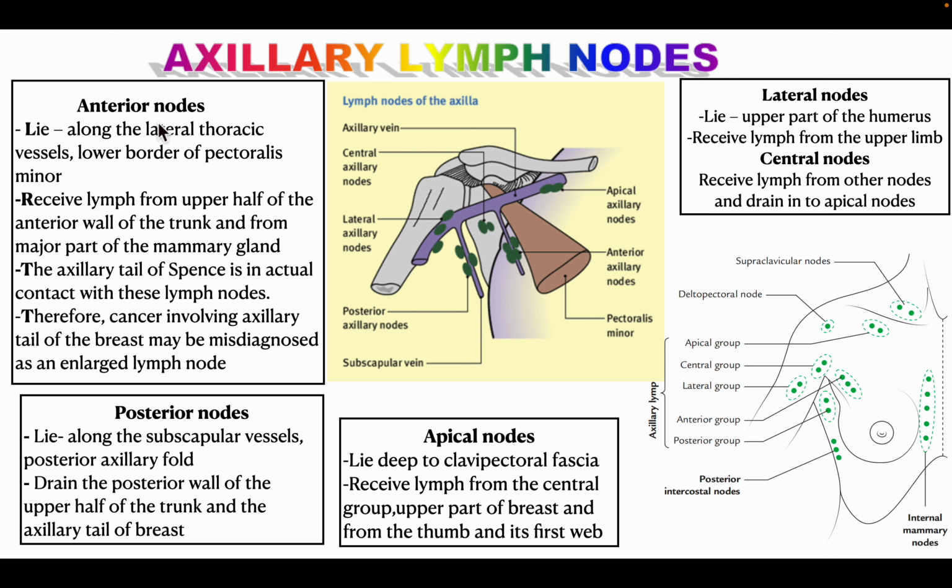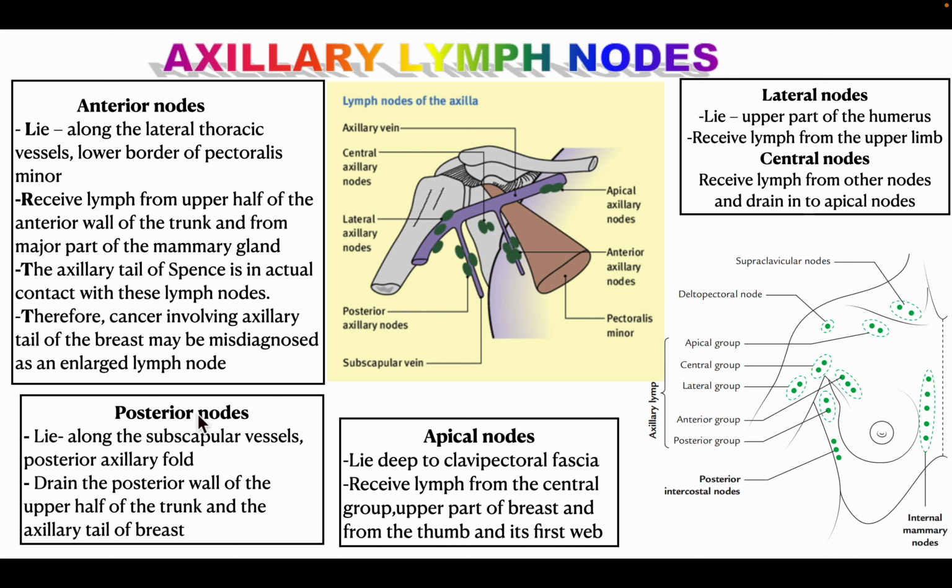This anterior group of lymph nodes lies along with the lateral thoracic vessels, near the lower border of pectoralis minor, and it receives the lymph from the upper half of the anterior wall of the trunk and from the major part of the mammary gland. We know the axillary tail of the mammary gland is in actual contact with the anterior group of lymph nodes. Therefore, cancer involving the axillary tail of the breast may be misdiagnosed as enlarged lymph nodes.